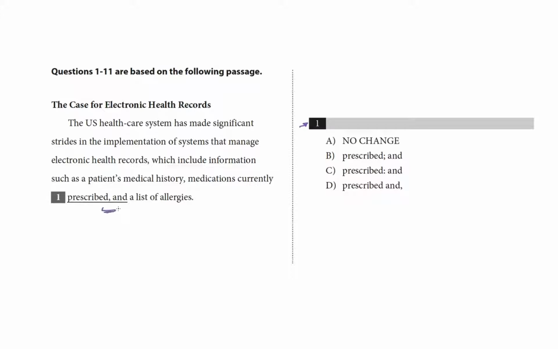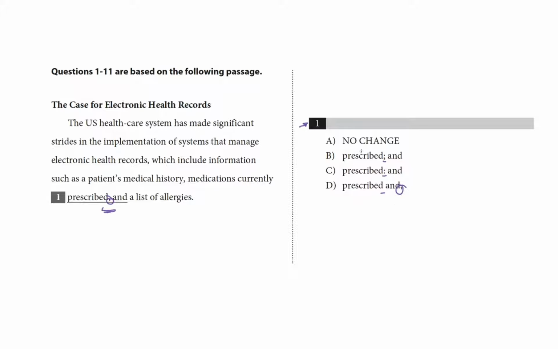Okay, and so there's our underlined portion, and what's changing here in these choices is all punctuation, it looks like. So choice A, the no change option, has a comma between prescribed and. Choice B replaces that comma with a semicolon. Choice C replaces that comma with a colon, and choice D puts the comma after the and.